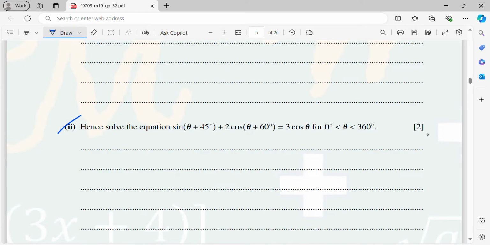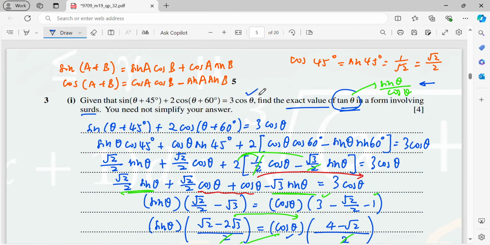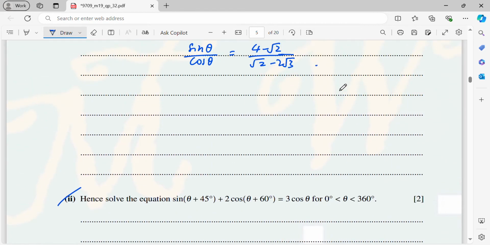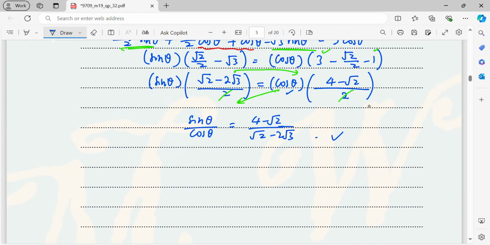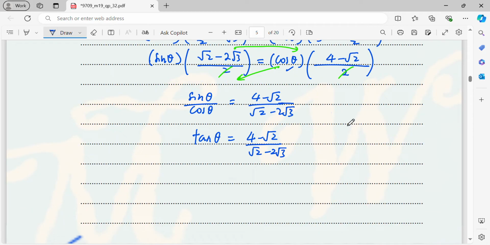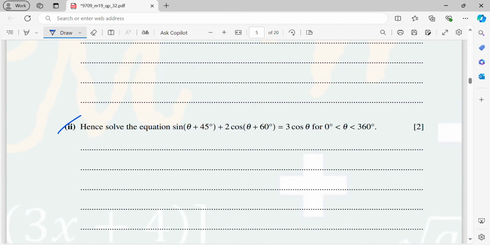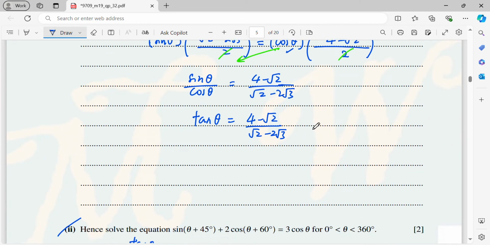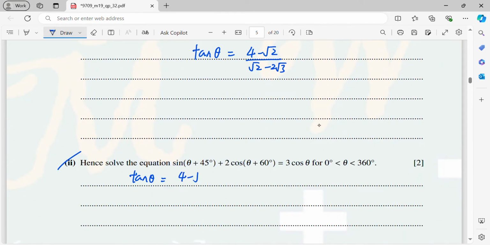Now, part 2, hence solve the equation. So now the equation is exactly the same as previous. Okay, no difference. Therefore, I will just solving this question. Oh, sorry. I should have written the sin theta over cos theta as tangent theta as the final answer. Okay, now hence means that I copy back the previous question. So that is tangent theta equals to 4 minus root 2 over square root 2 minus 2 root 3.